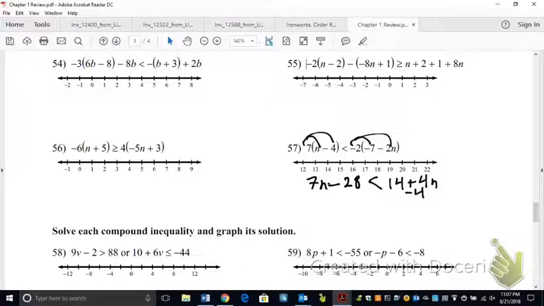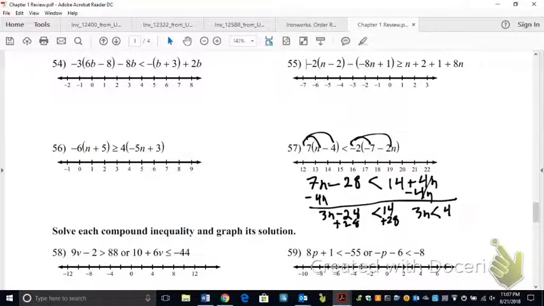Combine my variables. I'm going to subtract 4n from both sides. And I get 3n minus 28 is less than 14. I'm going to add 28 to both sides. I don't know why I said 24. And I get 3n is less than 42. Divide both sides by 3. And I get n is less than 14. So no or equal to. So the 14 doesn't count. I put an open parenthesis. And I move it to the left because n is less than that number.